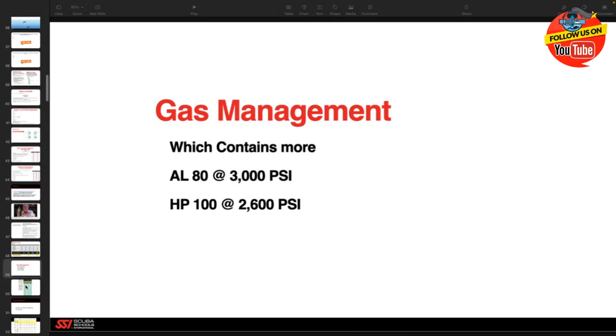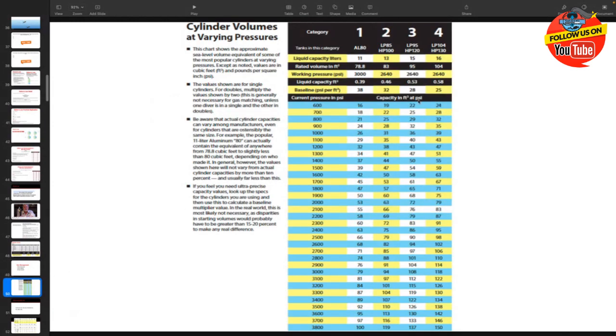I'm not going to go against the grain here, but I'm still trying to do the math. Well, let's take a look at it. I just happen to have a chart here. So here's aluminum 80 in this column. HP 100 is column two. So let's go down. 3,000 right here on the aluminum 80 is 79 cubic feet of air. And HP 100 at 2,600 is 82 cubic feet of air.